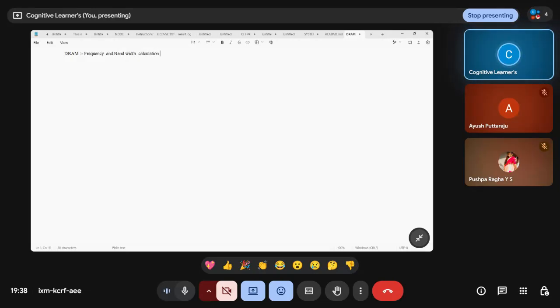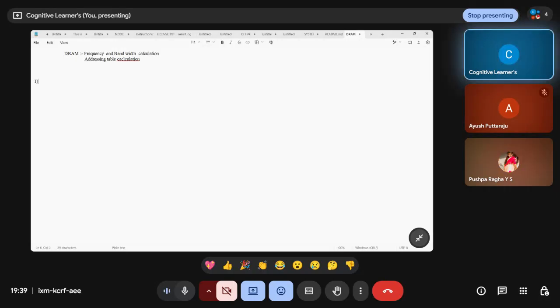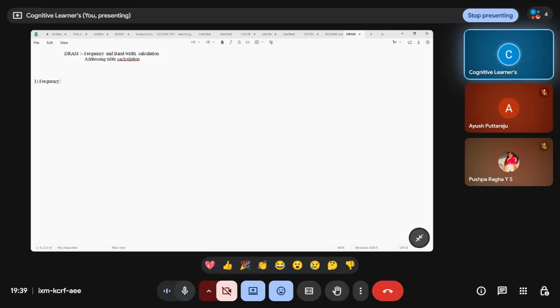Pushparag, if you have any idea about DRAM or DDR controller? Yes, sir. It is a technology, double data rate, where we can send data on both positive and negative edges. It is used in all SoC chips. That's good. You already have some of the theory concepts. No problem.